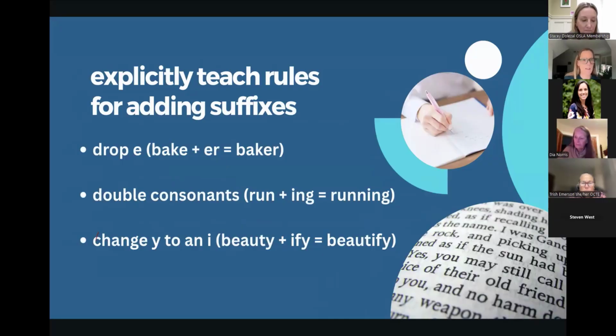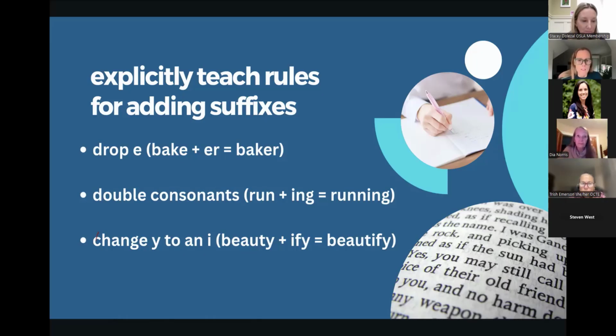So explicitly teach the rules for adding suffixes. Again, it doesn't seem like it should matter that much, but it really does in terms of helping students to decode and understand. So look at this word at the bottom. The three rules are drop the E when adding a suffix that starts with a vowel, double your consonants when adding a vowel suffix to a consonant vowel consonant syllable with a short vowel, and then change Y to an I.